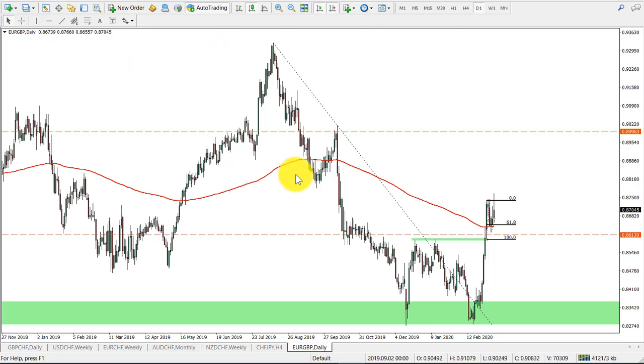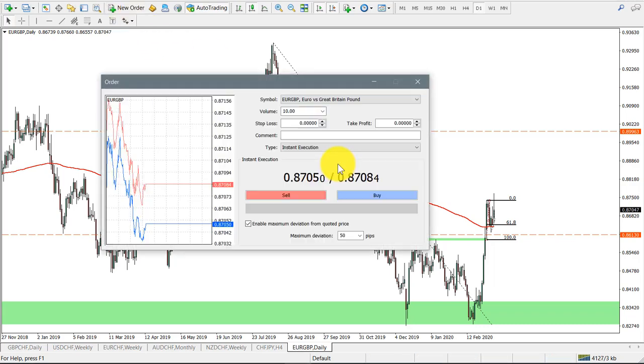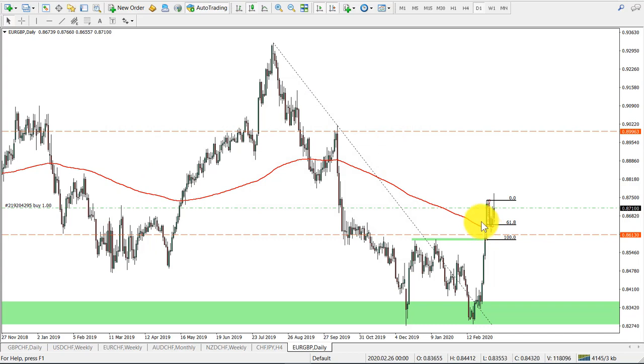Today we will be looking at the buying opportunity of the EURGBP. I'm actually going to initiate the trade since the price is good enough. So it's a buy trade. Okay, we have a buy trade, and now I will go through all the details.